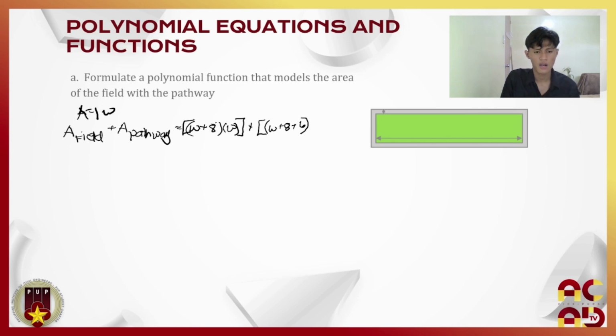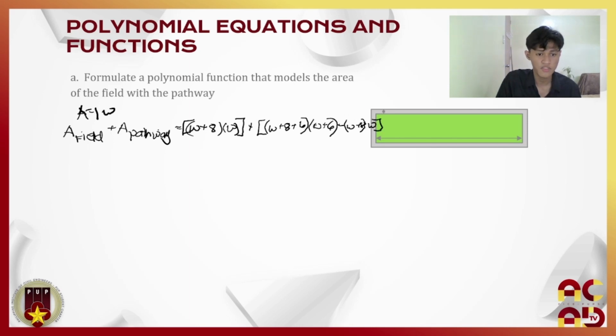And then yung width ng pathway which is W, or W plus, wala pa lang 8 kasi sa length yun. So W plus 6. So 6 again kasi 3 yung width ng ating pathway and then dalawang side siya. So ito times natin siya sa 2. And then ima-minus natin yung area ng field para makuha yung area ng pathway. So minus W plus 8 times the W.